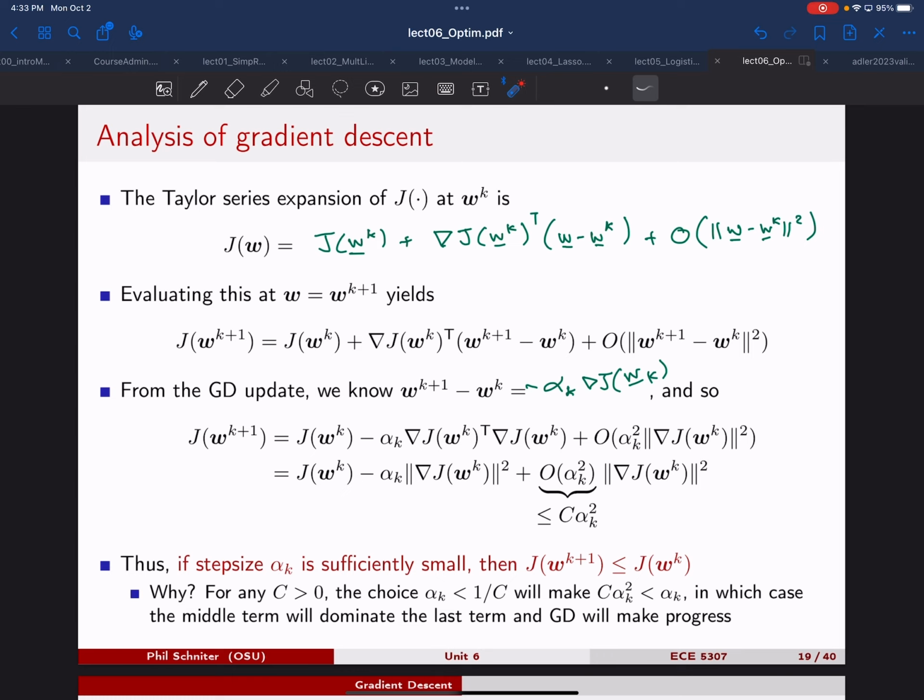By choosing alpha smaller than 1 over c, we're guaranteed to make progress, or at least to never go in the wrong direction. And this is true no matter what c is. We don't know what c is, but we know there exists some step size, 1 over c, and if you take a step smaller than that, you're good. You will make progress on that iteration. Okay, so this is the idea. This is sort of the proof that this works.